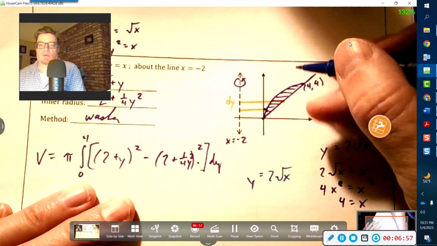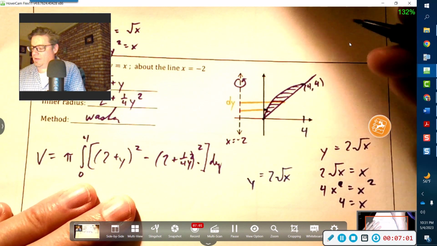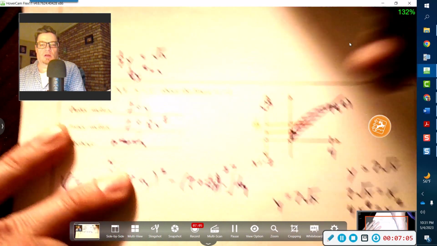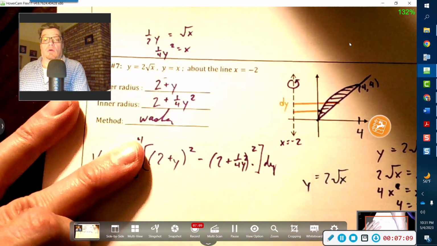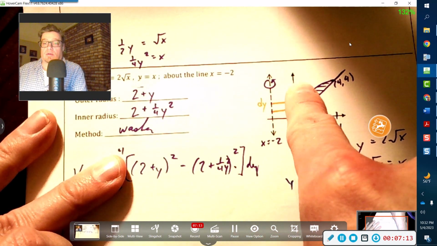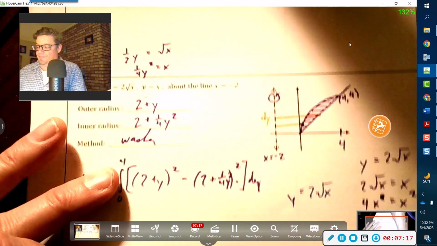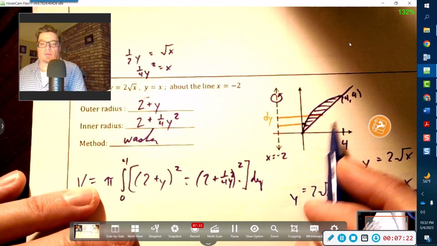So therefore, if x is 4 here, then plug x back into here, and so y would have to be 4. That's where they intersect, at (4, 4). And so that's how we knew to go from 0 to 4. Okay, 0 up to 4. So that is a washer problem because we did subtract this distance there. We subtracted the hole.